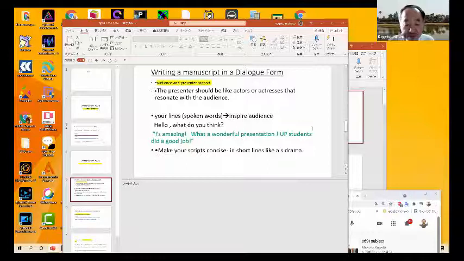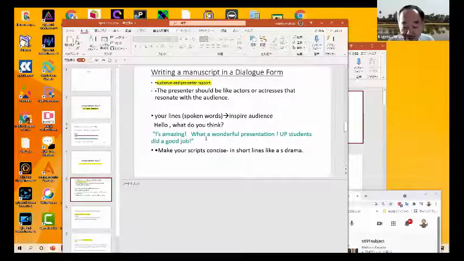Don't use that. The presenter should be an actor, like please do the role of presentation like an actor that resonates with the audience. Keep rapport with the audience, okay? And your line means a manuscript in English, and the Japanese word is セリフ。プレゼンテーションの時のセリフ。That really inspires the audience.